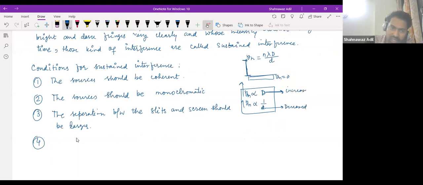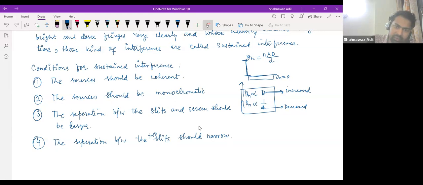So which means that the separation between the slits should be small.